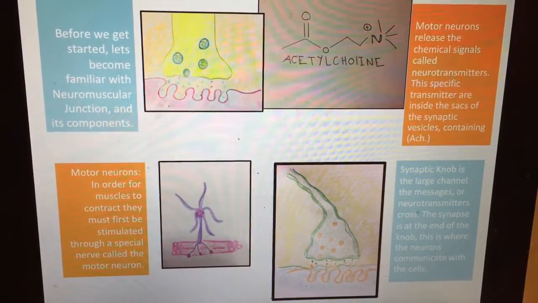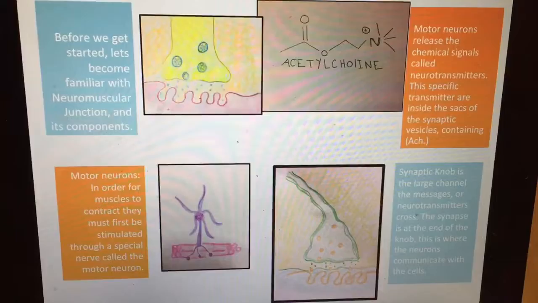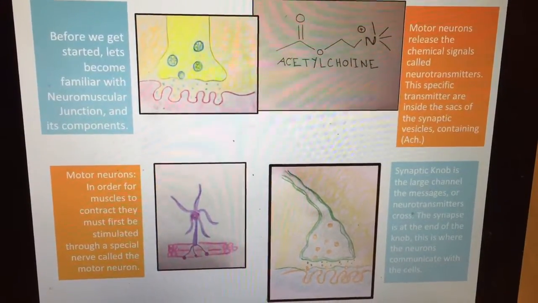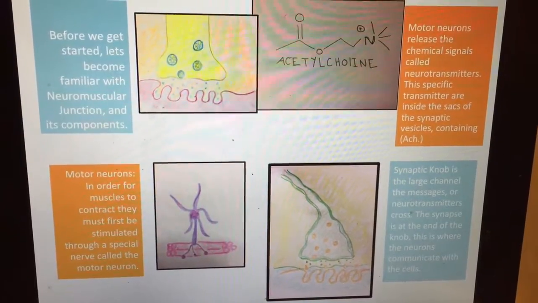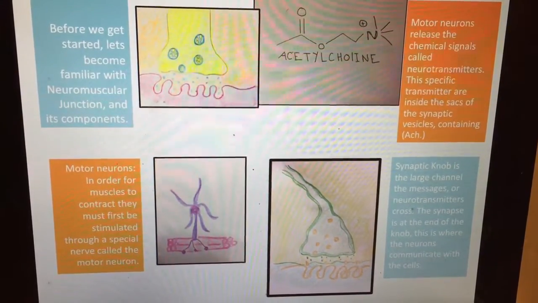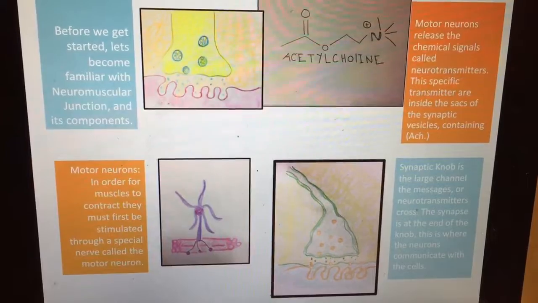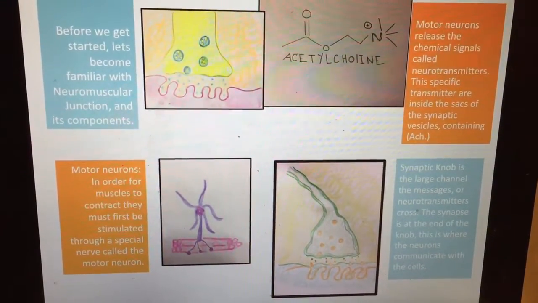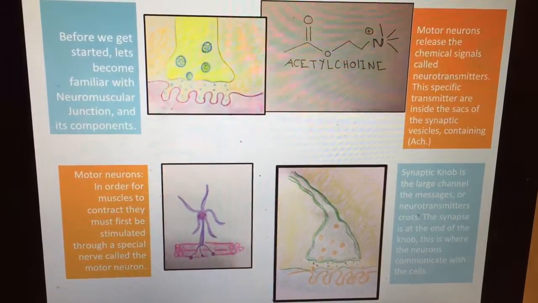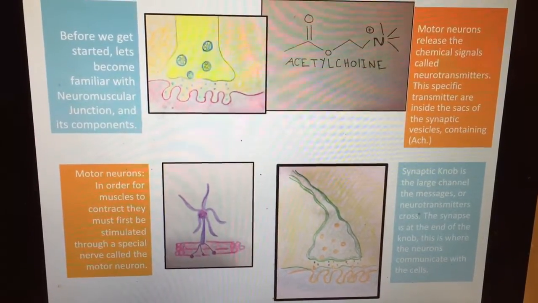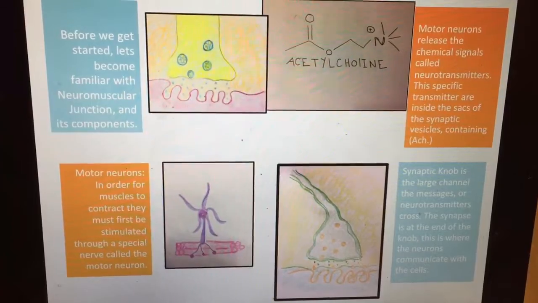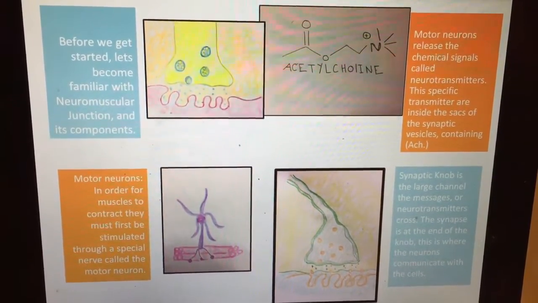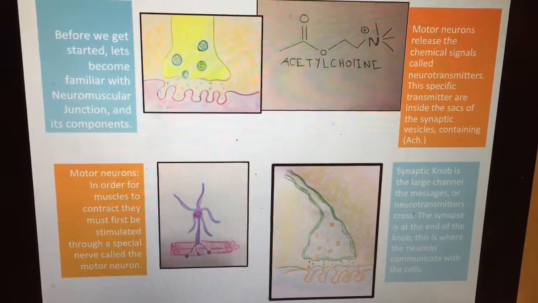The synaptic knob is the large channel the messages or neurotransmitters cross. The synapse is at the end of the knob. This is where the neurons communicate with the cells. Please notice I have an example of ACh. Below is an example of the synaptic knob. The synaptic knob is the large green knob-like object.